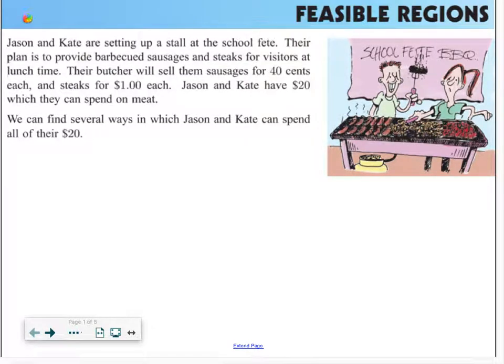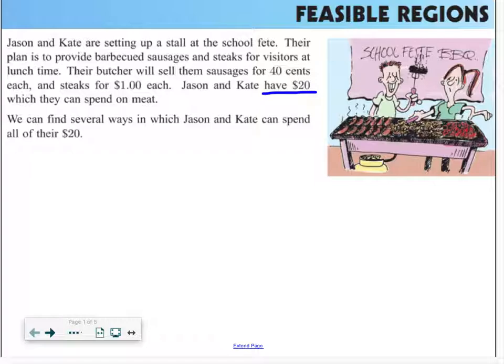All right, mathletes, here we are going to be talking about feasible regions, and that's specifically feasible regions of graphs. So in this first example we're going to be looking at Jason and Kate, and they're given $20 to set up a barbecue for a school event.